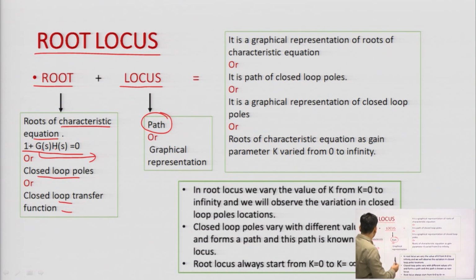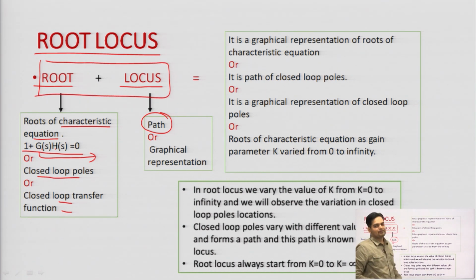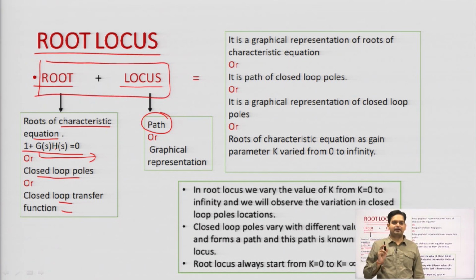Whenever I graphically represent the roots of the quadratic equation, I will obtain a graph which is known as the root locus. It means we need to get the quadratic equation in terms of k, then determine the roots of the quadratic equation, and we will get a certain locus or graph. This graph is known here as the root locus.